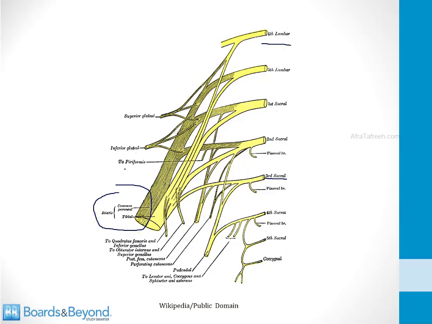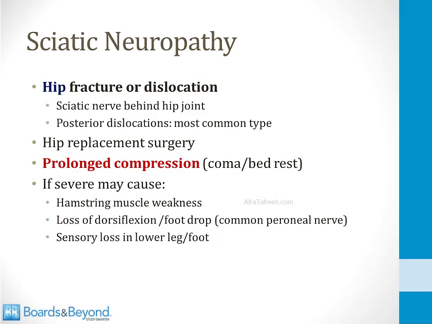In order to lose your whole sciatic nerve, you need to have a lesion somewhere beyond the spinal canal after the point where all these nerve fibers have come together, to get a complete sciatic neuropathy. One thing that commonly does this is problems with the hip. So a hip fracture or dislocation can cause sciatic neuropathy. This is because the sciatic nerve runs behind the hip joint, and posterior hip dislocations are the most common type of hip dislocations, and those can lead to a sciatic neuropathy.